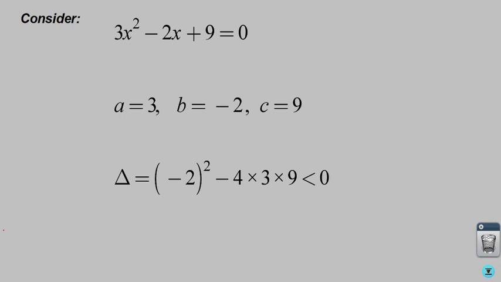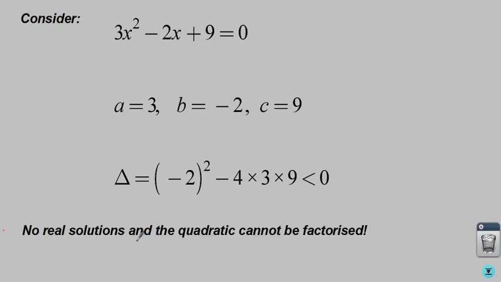Let's look at this example. When solving 3x squared minus 2x plus 9 equals 0, we may begin by identifying the values of a, b, and c, and then working out the value of the discriminant. Once done, we will find that this discriminant is less than 0. This implies that there are no real roots, no real solutions. And at the same time, since there are no real solutions, the quadratic cannot be factorized, and that saves us a lot of time and effort.